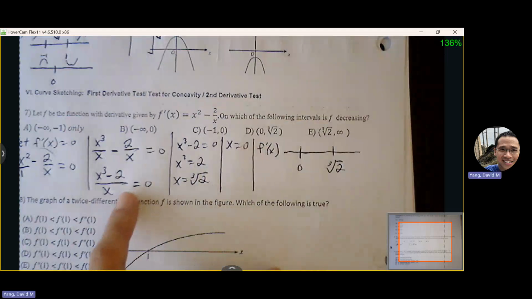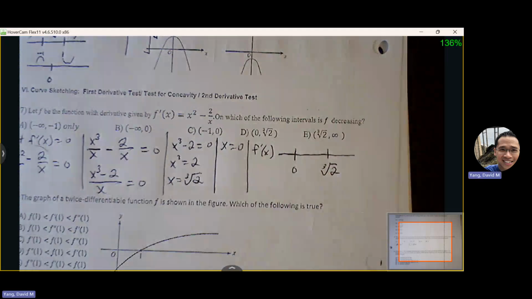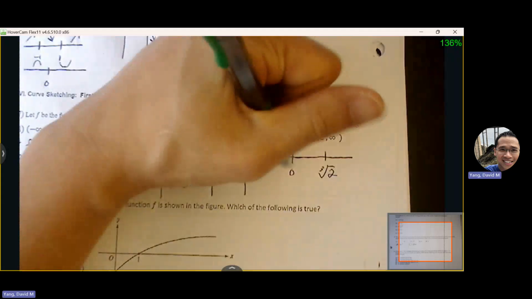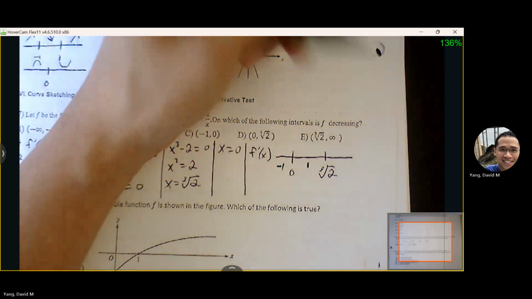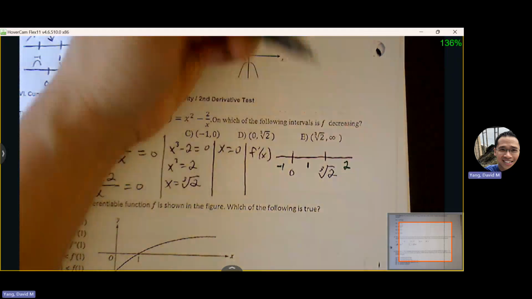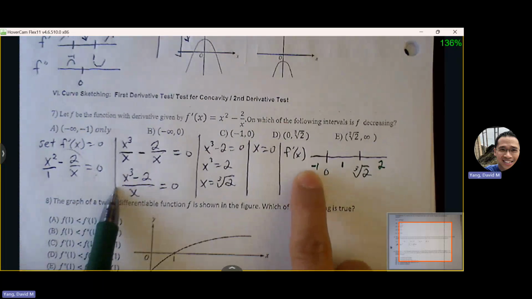So I have two critical points. The denominator gives me 0. The numerator gives me cube root of 2. Choose values in each subinterval to test. I can choose -1, I can choose 1, and then I can choose like 2 or 3. Plug them all into the derivative function to see what signs we get.